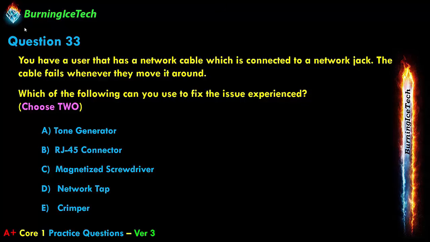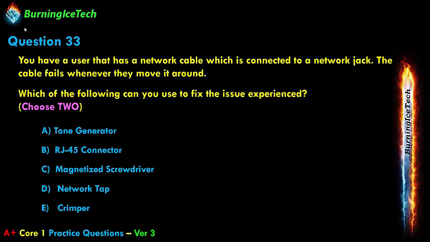So we now know it's a faulty cable. It's probably got a little loose connection, a little loose wire. So how can we fix this? Is it a tone generator? No, guys. A tone generator, which is also known as a toner probe, is used to trace a cable. It doesn't fix a cable. Answer B, an RJ45 connector. Yes, we're probably going to need that because we're probably going to have to go and make a new network cable. Or at the very least, try and cut off the old RJ45 connector and put a new one on and just go and recrimp it. So answer B is one of the 2 answers.